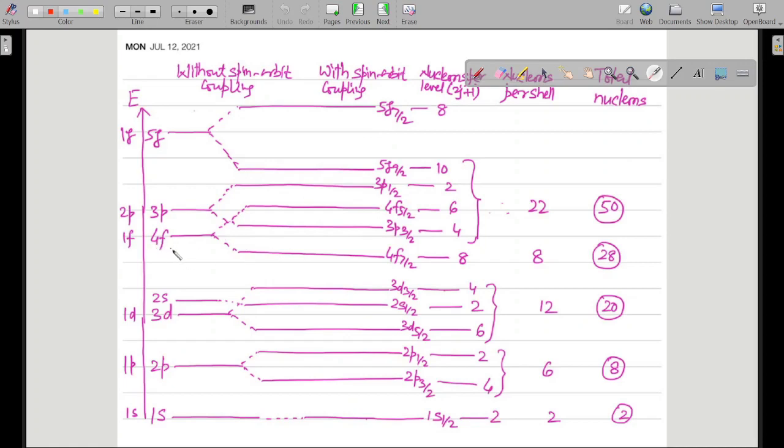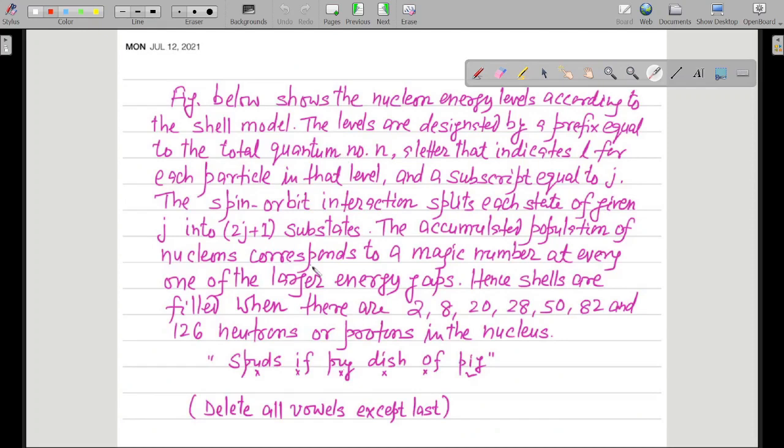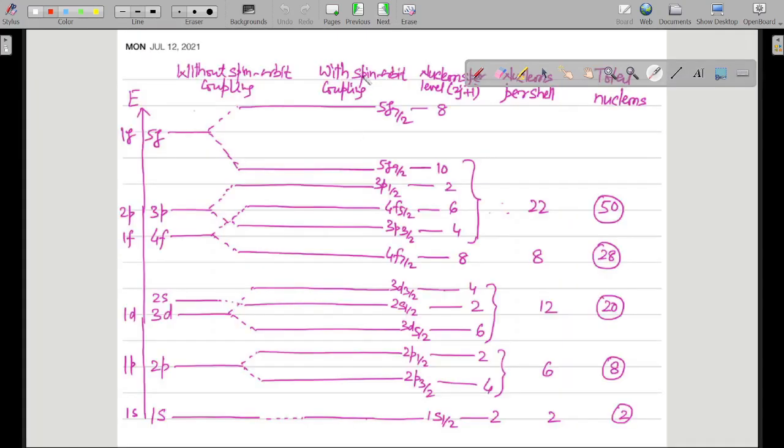So there is f. Now for f, the value of l is 3. So 3 plus half over here, 3 minus half over here. Now after f there will be p. How did we come to know? Now the 3p lies like this and 4f lies like this. You have to do this by practice.